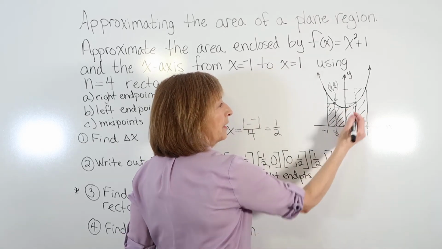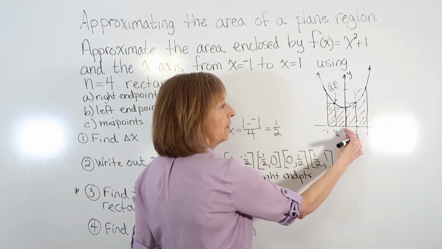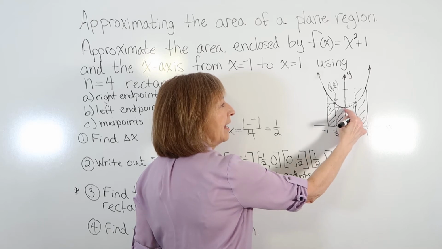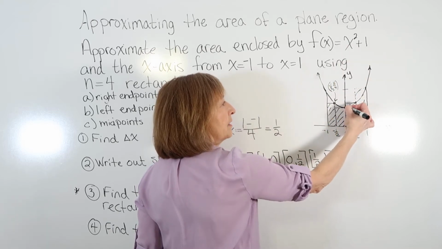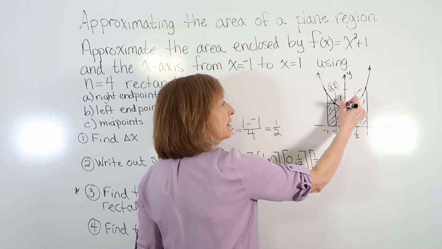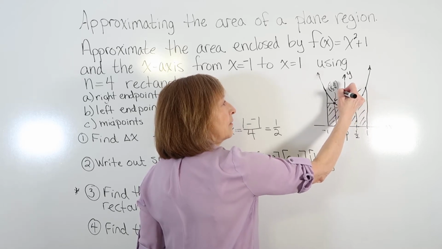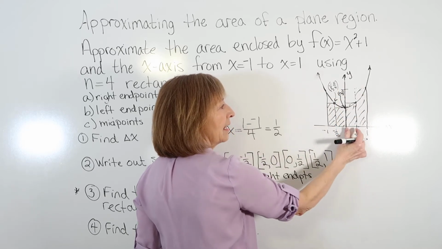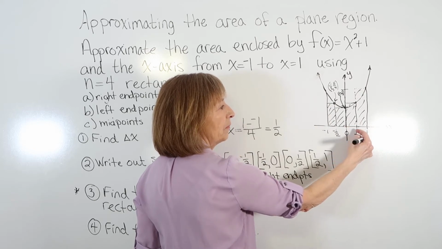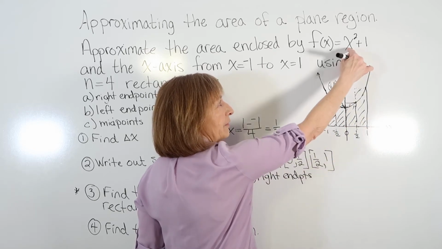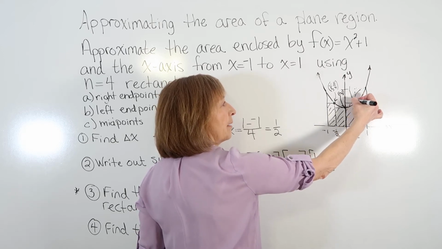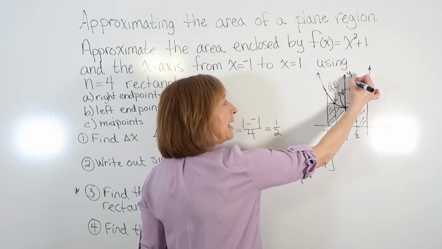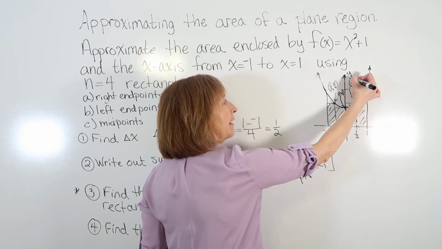This point right here is -1/2 went in for the x and 5/4 came out for the y. Then the next point, my right endpoint is 0. 0 goes in for the x. 0 squared plus 1, 1 comes out for the y. So this point is the point (0, 1). The next subinterval, the right endpoint is 1/2. 1/2 goes in for the x. 1/2 squared is 1/4. And then 1 plus 1/4 is 5/4. So that point right there is positive 1/2 and 5/4.